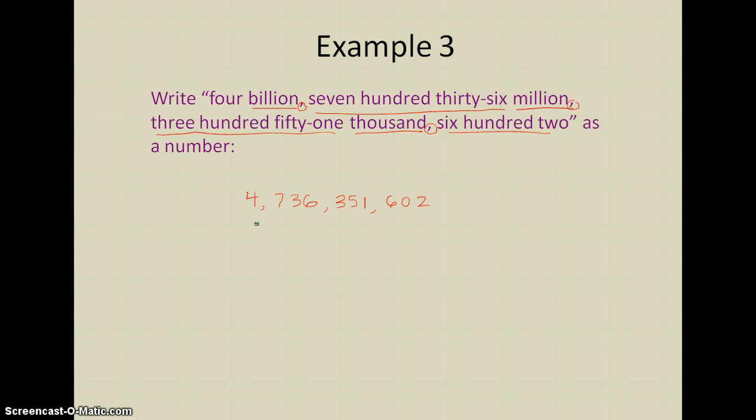And now I have written out that very large number in standard form. And again, I can go back and double check. If I read it out loud, I would say 4,736,351,602. And that would be correct, and it would match the word names that I was given up above.